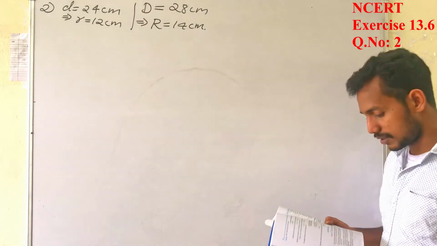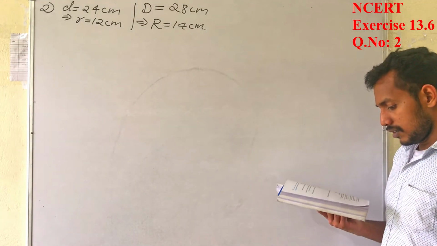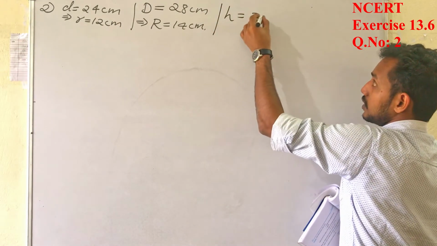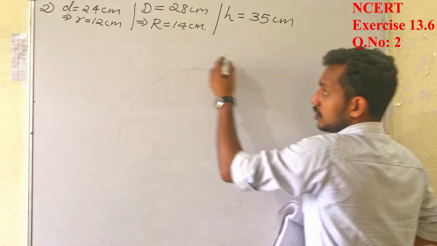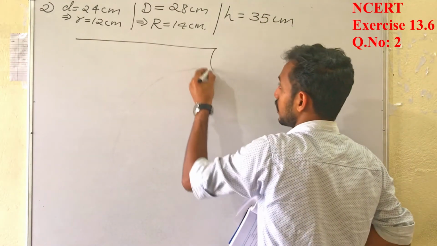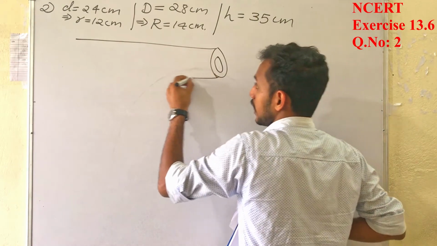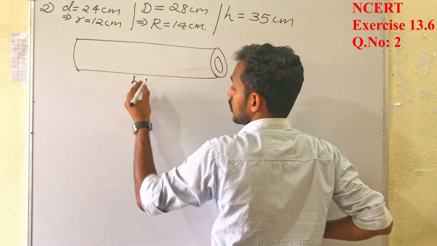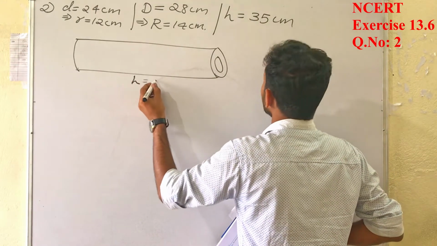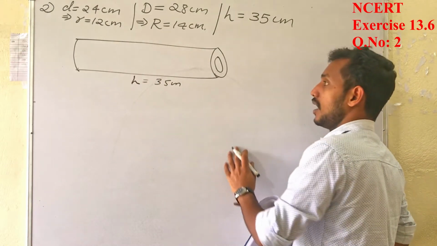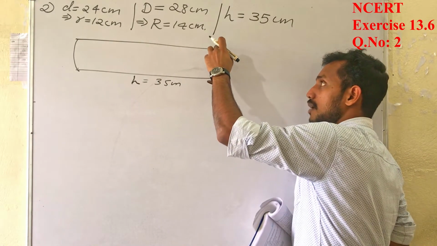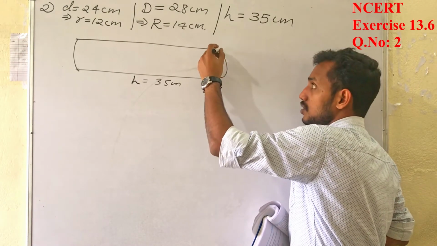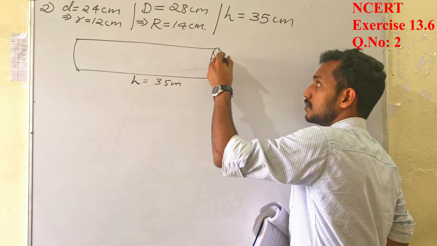Now we have both quantities. The length of the pipe is given, 35 centimeter. That means the height of the pipe is equal to 35 centimeter. When we consider a pipe, the length of the pipe is the corresponding height of that cylindrical shape. And inner diameter and outer diameter are given. Inside the pipe there is nothing, it's empty. So this will be the shape.